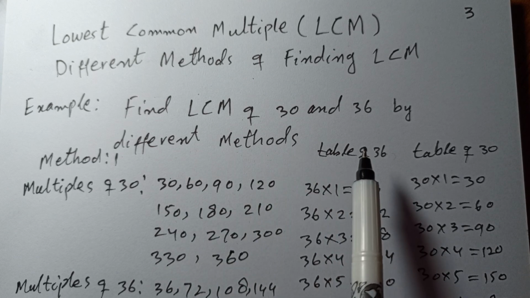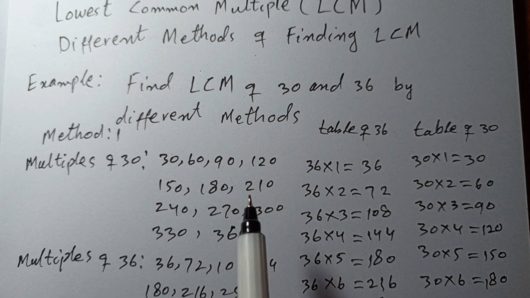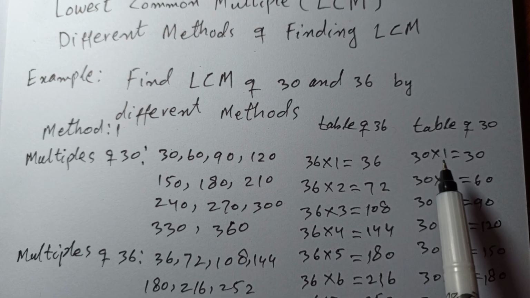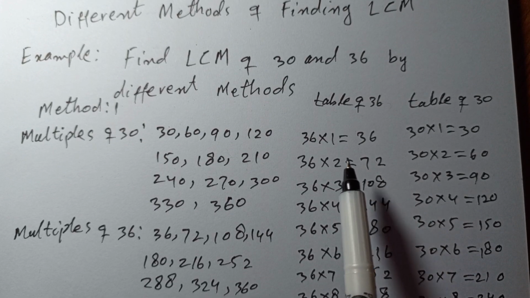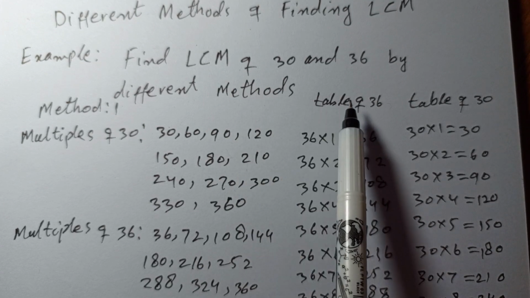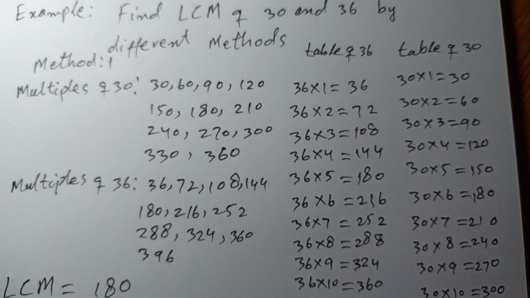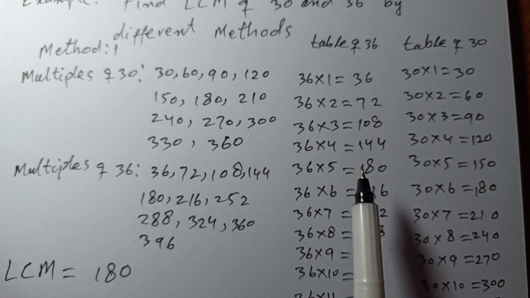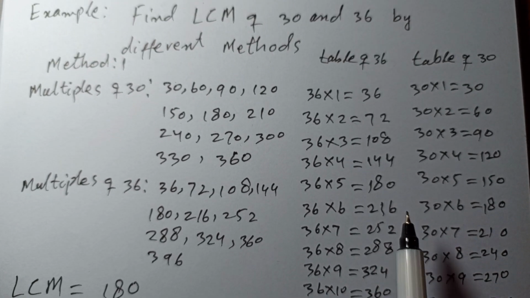Find LCM of 30 and 36. This example shows you how you can take LCM from the multiples in the table. See here, I have written the table of 30 and the table of 36 because I want to take LCM of 30 and 36. So I have written the table of 30 up to 12 times and the table of 36 up to 11 times.